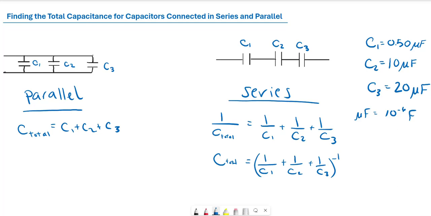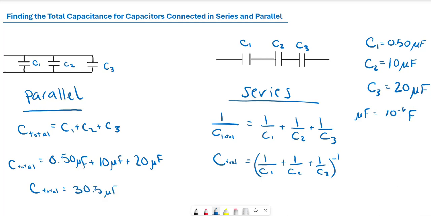So very easy for the parallel circuit. We just have C total is equal to 0.50 microfarads plus 10 microfarads plus 20 microfarads. And that gives us C total is equal to 30.5 microfarads.